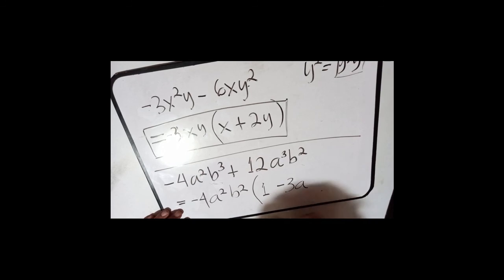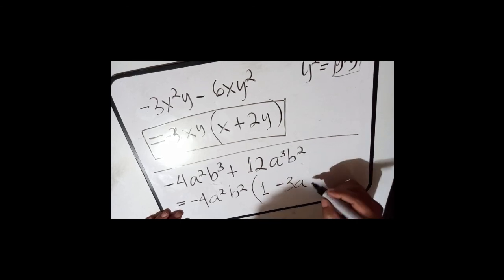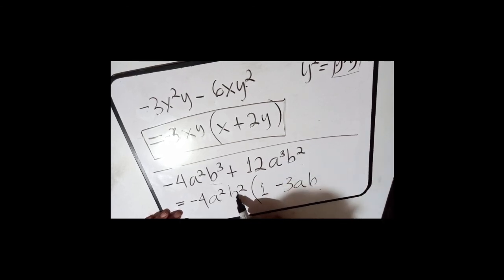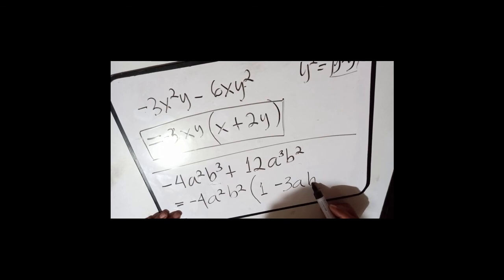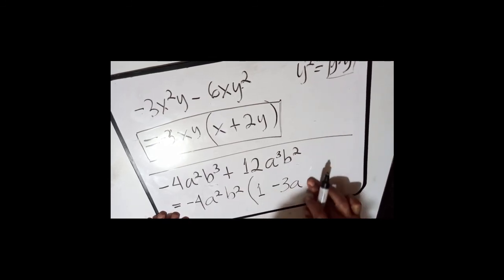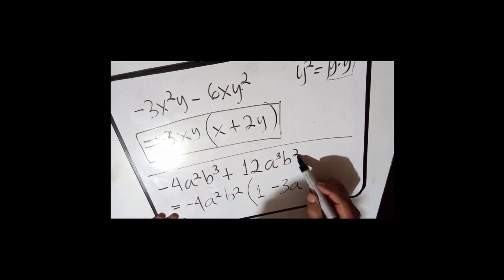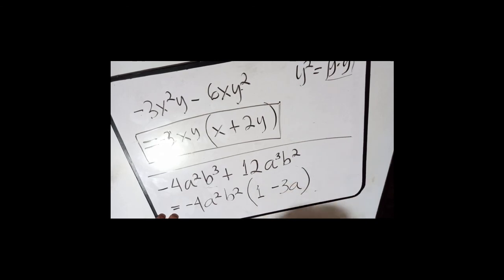Then we'll add a here because a squared times a will give us a cubed. And let's add here b because b squared times b, we no longer need to add b here. Okay, because we already have b squared here. B squared, b squared. Okay, there you go. This is now the answer.